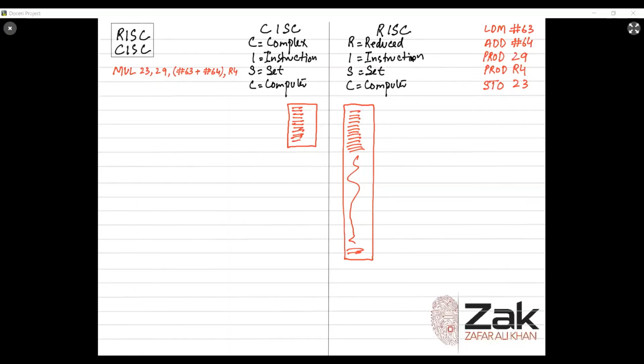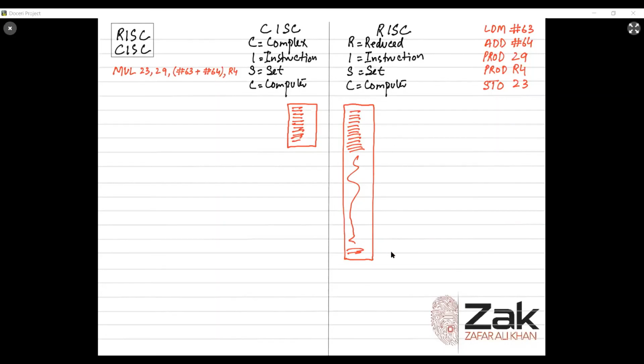So now you can see this instruction. What will happen? 63 and 64 will be added first, and then they will be multiplied with 29. The result will be multiplied by the content of R4, and the whole thing is then saved to the 23rd location, address 23 in memory. So how many instructions are there? One. But that one instruction is complex. Why is it complex? Because now the programmer is expecting the processor to do the rest.